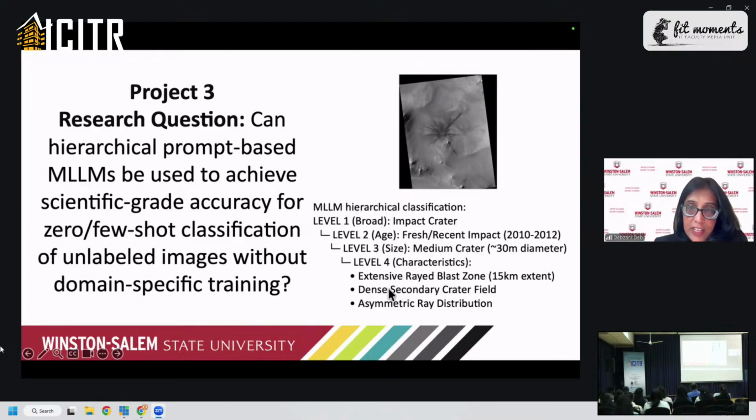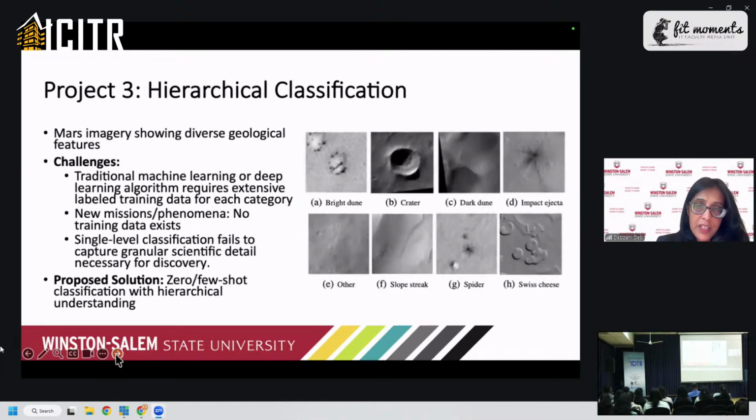Or additional characteristics, as we can see, like blast zone, dense secondary crater field. You can see some other craters alongside this one as well. Ray distribution: the crater actually created some ray-like distribution. So these are additional characteristics. So the question is, can we use a large language model that takes an image as input and gives us some kind of hierarchical classification based on that image? That is, as I said, a much larger or broader research question that we are investigating.